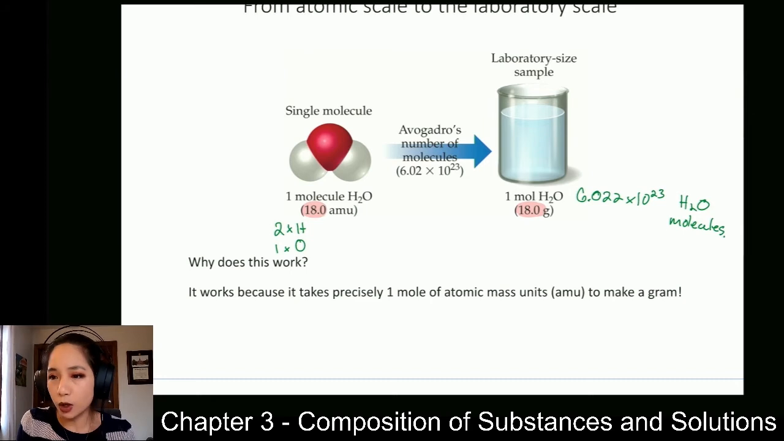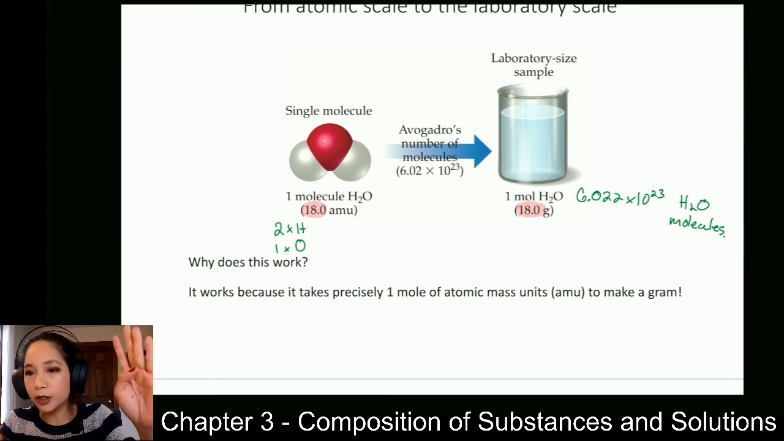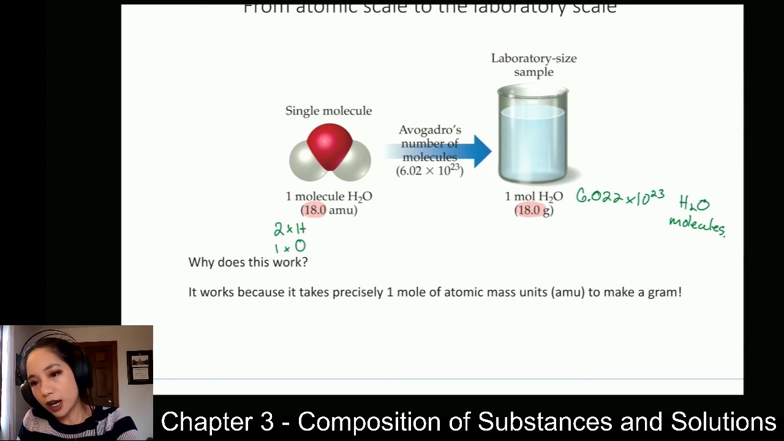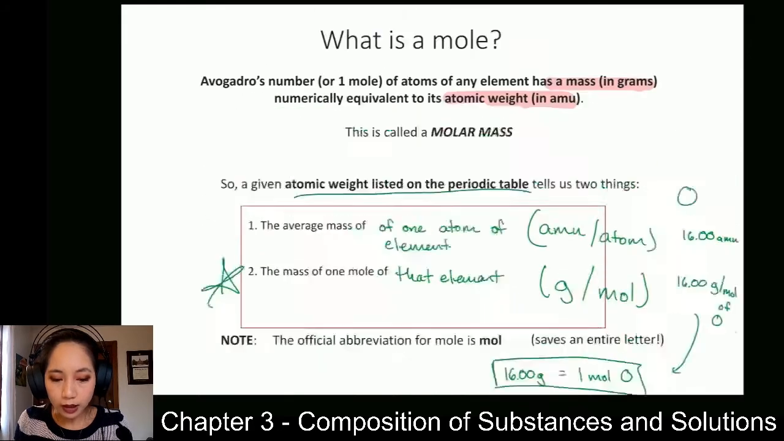And so why does this work? When applying the mole, instead of talking about single atoms, talking about moles of atoms, why does that number on the periodic table not change? It works because it takes exactly 1 mole of the atomic mass in AMU to make 1 gram of a substance. So that's why that number, the mole, 6.022 times 10 to the 23, is such an important number, and has been calculated to be that number in order to convert AMU to grams in a very direct way.